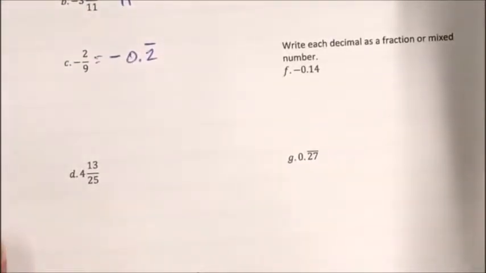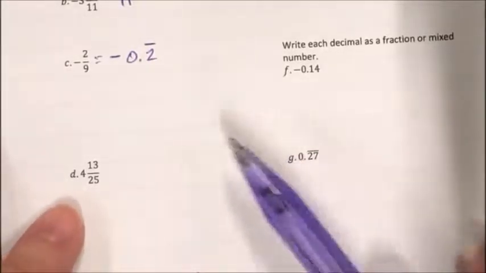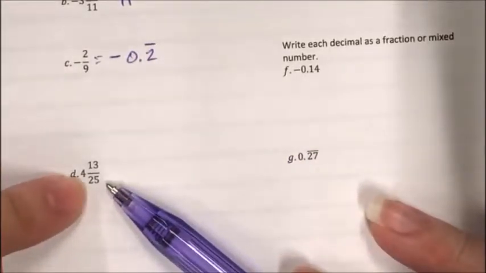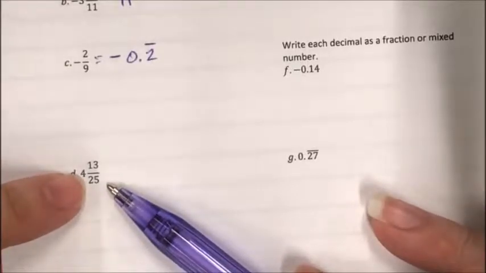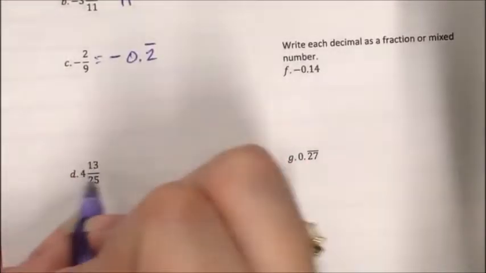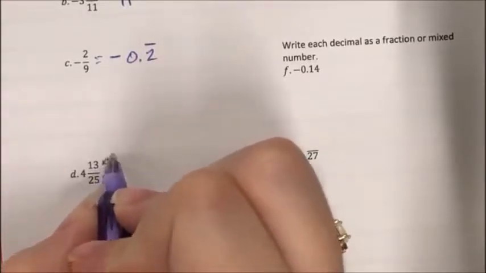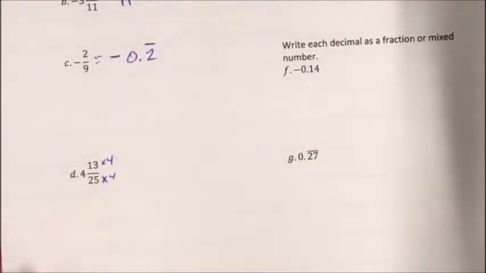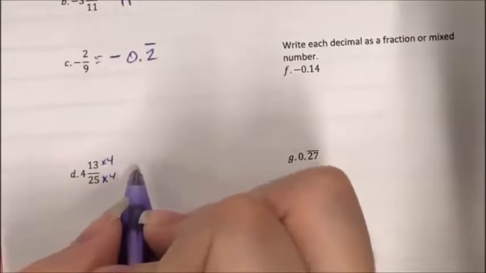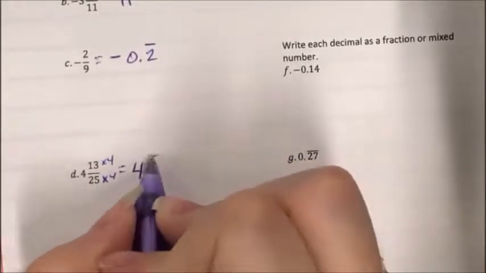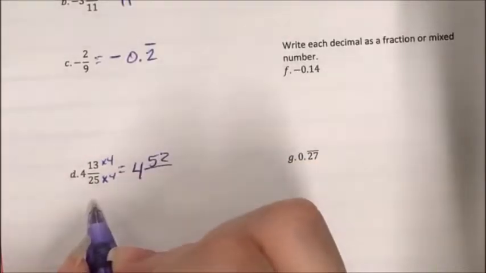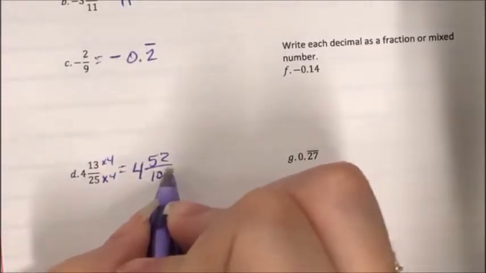Then I have D, 4 and 13/25, which I'm also going to change into a fraction. I'm sorry, into a decimal. So one thing I can notice is 25. I can easily multiply that by 4 to get to 100. So if I multiply this by 4 and the 13 by 4, 13 times 4 gives me 52, and 25 times 4 gets me 100.